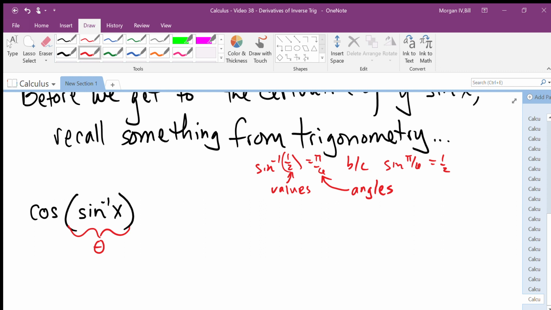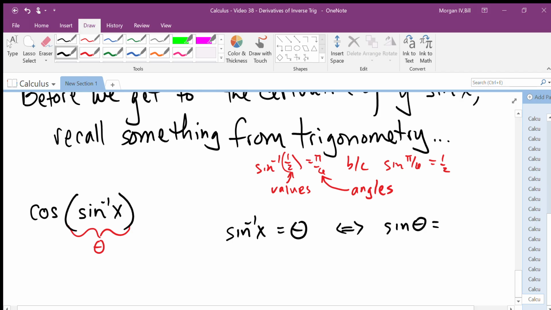So let's think about it like this. We're trying to find the cosine of the inverse sine of x. Let's say the inverse sine of x is equal to some angle theta, whatever that happens to be. Based on how inverse trig functions work, if the inverse sine of x is equal to theta, that must mean that the sine of theta is equal to x.